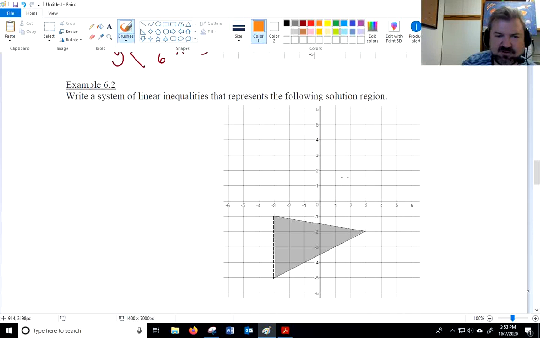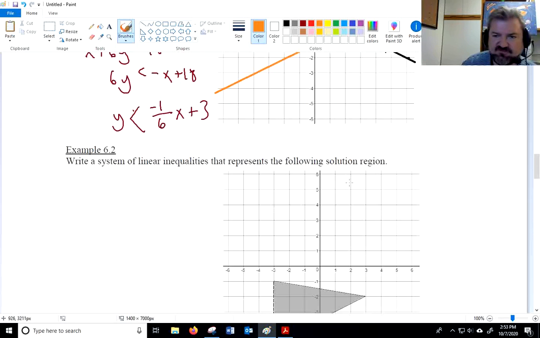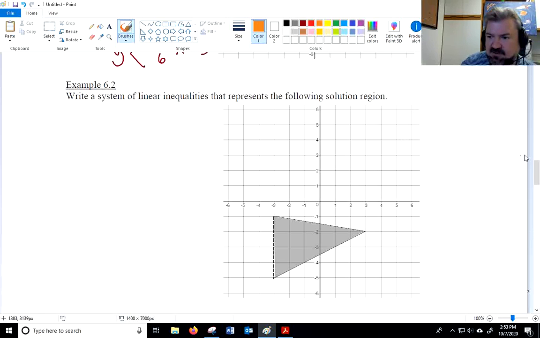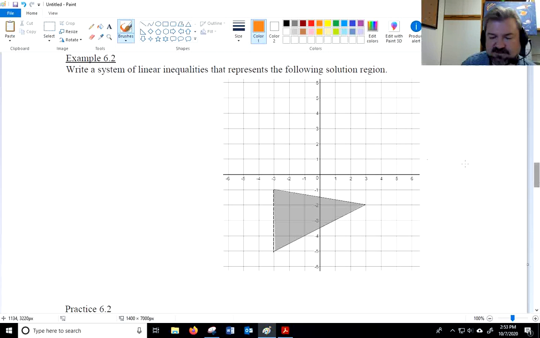Example 6.2. Write a system of linear inequalities that represents the following solution region. Okay, well, we can do that. So let's start with this vertical line here. If I was going to extend this dotted line out, you can see it's a vertical line at x equals negative 3, but we're shading to the right. So I'm going to say that the first inequality is x is greater than negative 3.